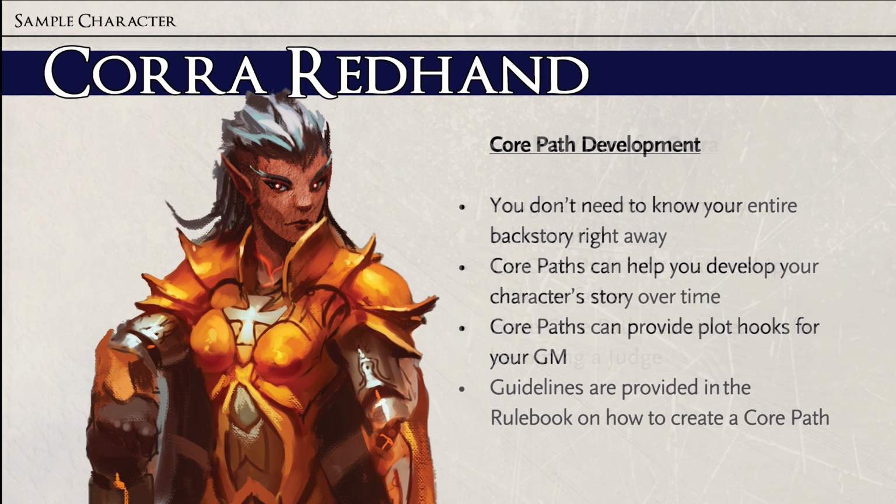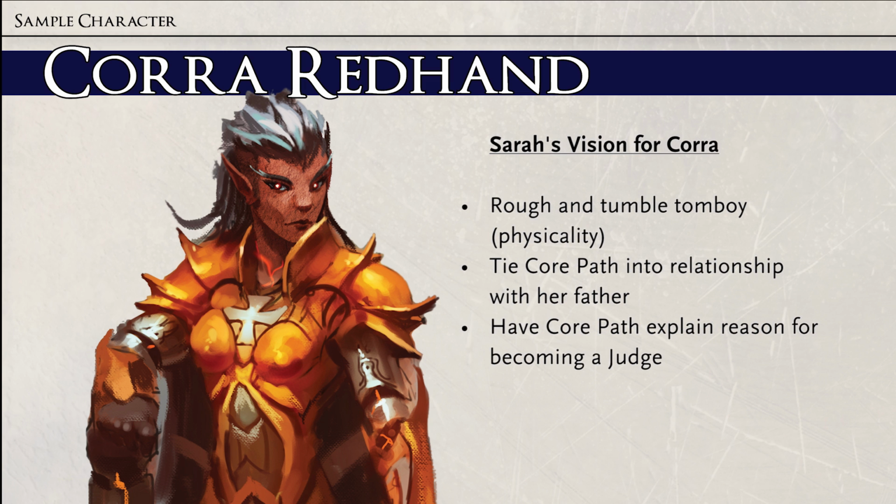And she also came up with a reason as to why Cora became a judge. In her mind, when she pictured Cora, she pictured a rough and tumble tomboy with a soft spot and complicated relationship with her father. She also saw Cora as a tenacious survivor.